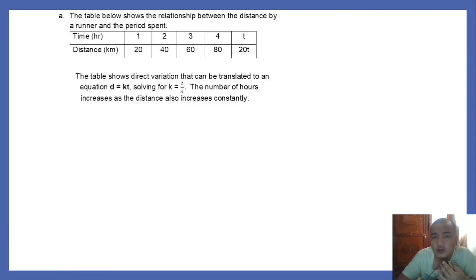The table here shows the relationship between the distance traveled by a runner and the time spent. If the time is 1 hour, the runner will get to a distance of 20 kilometers. 2 hours, 40 kilometers; 3 hours, 60 kilometers; 4 hours, 80 kilometers. So the table shows direct variation that can be translated to an equation: d equals kt. Solving for k, we have d over t. The number of hours increases as the distance also increases constantly. As the time increases, the kilometers also increase.